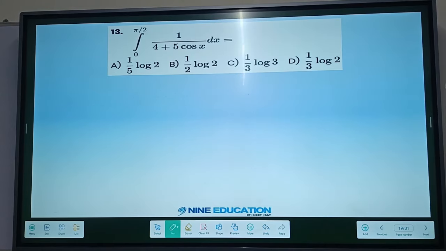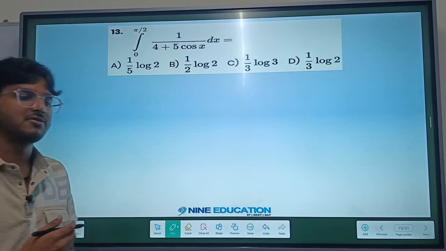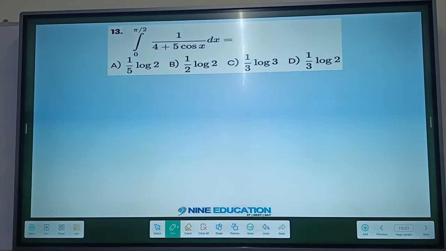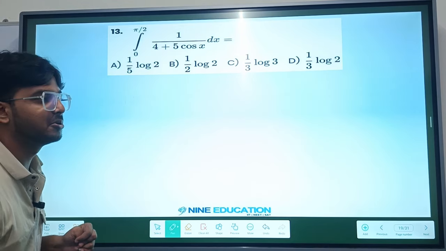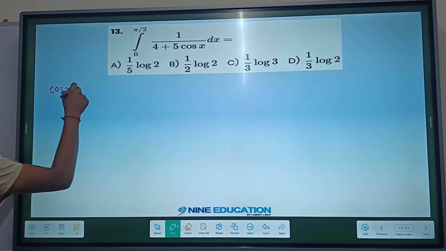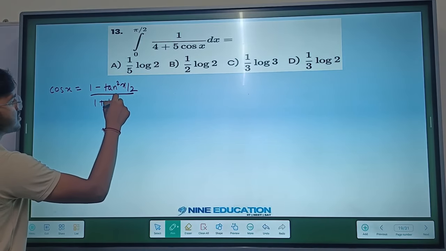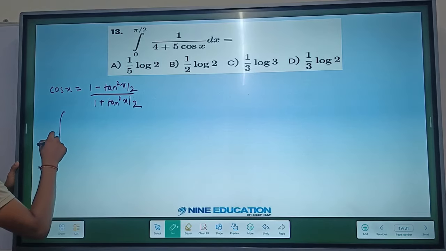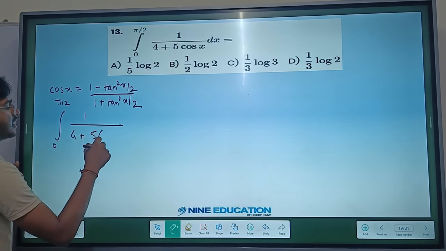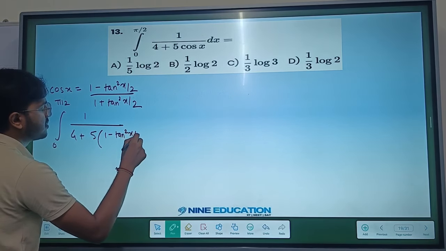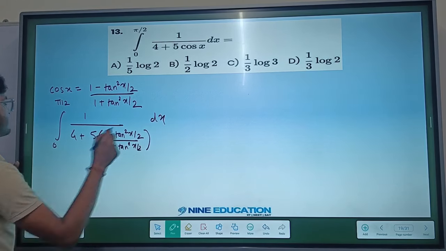Okay, next question, integral from 0 to pi by 2 of 1 by 4 plus cos x dx. It is a definite integration question, but the use of definite integration is just in applying limits. What we can do here is, in the denominator only cos is there, so I have to convert to tan x by 2. So cos x I can write as 1 minus tan square x by 2 divided by 1 plus tan square x by 2. So I'll get 0 to pi by 2, 1 by 4 plus 5 into 1 minus tan square x by 2 divided by 1 plus tan square x by 2, into dx.